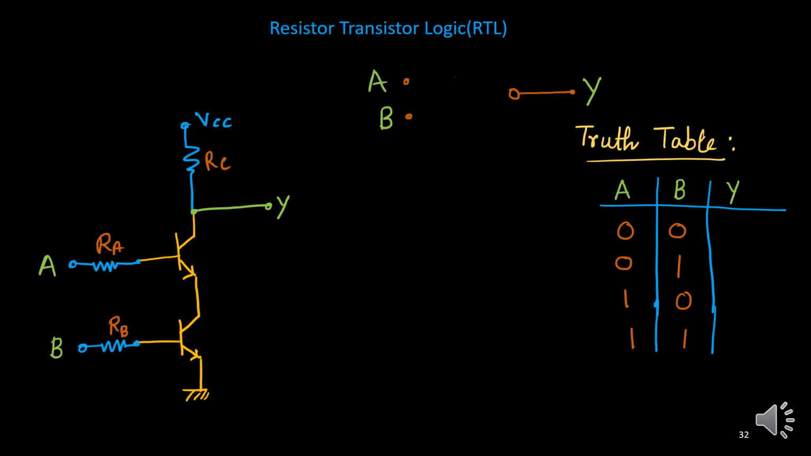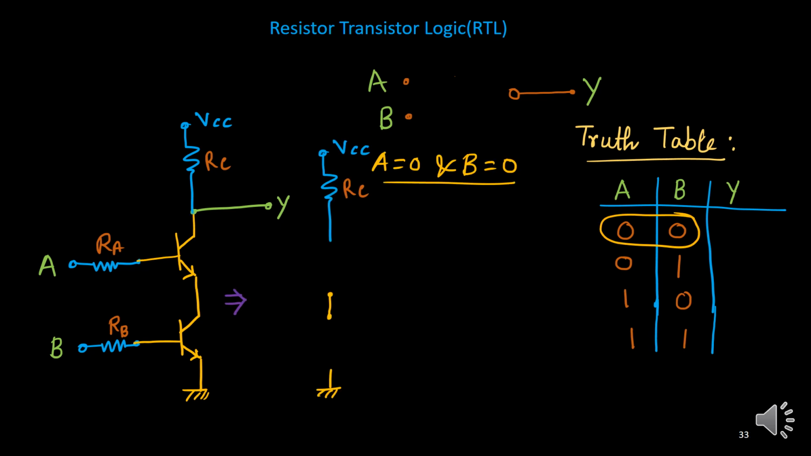Now, if I consider two transistors in series instead of a parallel combination, what will we get? Now they are cascaded one after another. If both are on, then only it is connected to ground. If any one is off, it is not connected to ground. So if both are 1, 1, then only it will be connected to ground and the output will be 0. If any one is 0, that corresponding transistor is off and it will be connected to VCC.